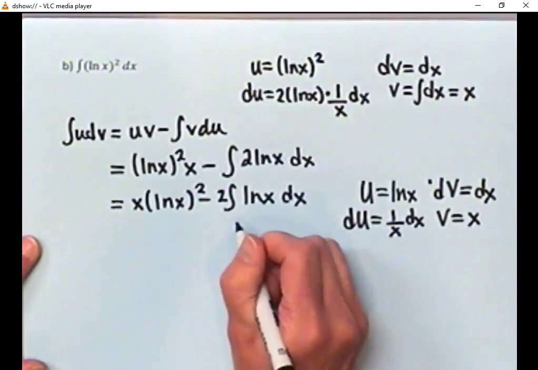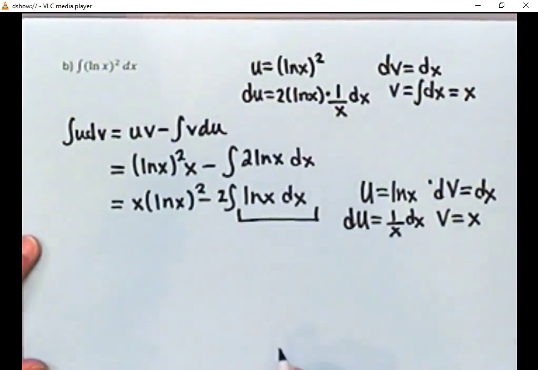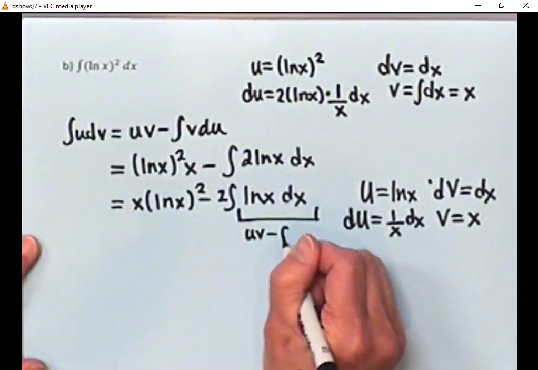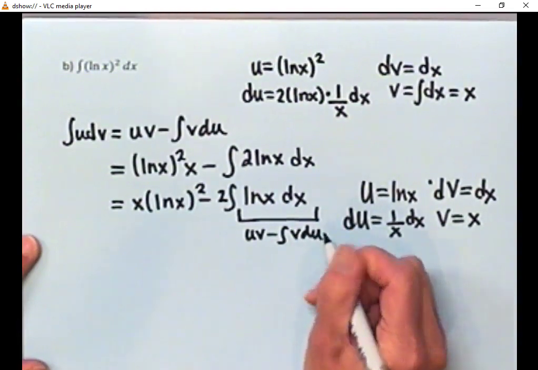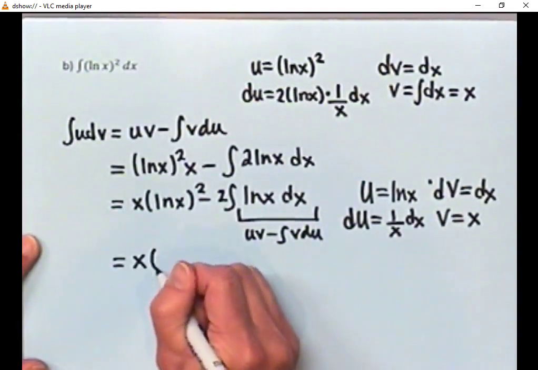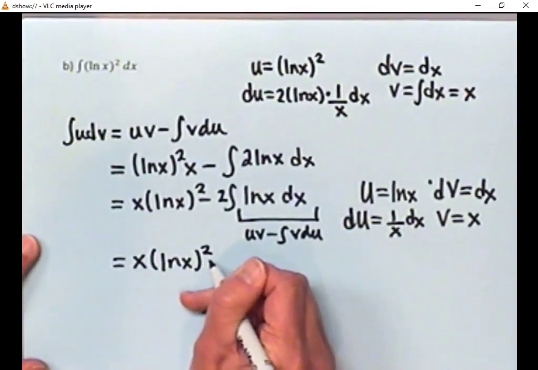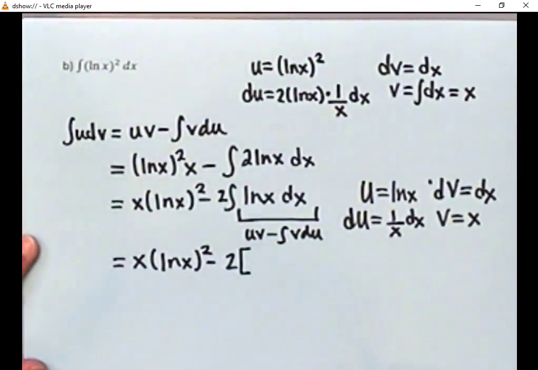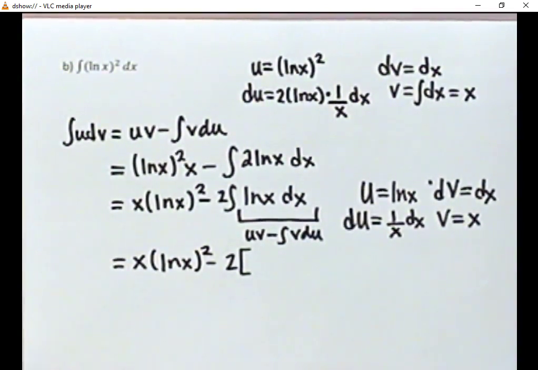So now we're going to use the integration by parts formula on this one. So that will be the uv minus integral of v du. But I'm going to bring the rest along. x ln of x squared. I'm going to have a minus 2 in front of the whole thing. So I'm going to put in brackets what we're going to get for the integration by parts on the second one. Okay, hopefully we got it here. So let's fill that in.